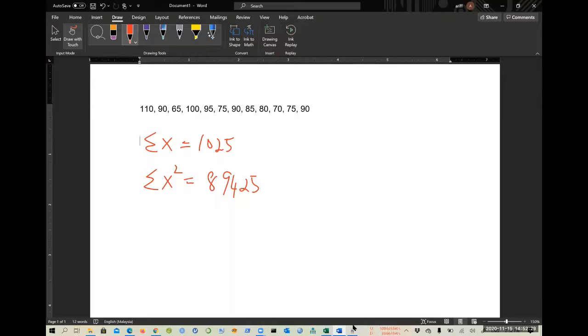And then the question asks you to find the mean, right? So mean is given by x bar. So write down the formula: x bar is equal to summation of x divided by n. So this gives you 1025 divided by n, which is 12, right? So this gives you the answer.